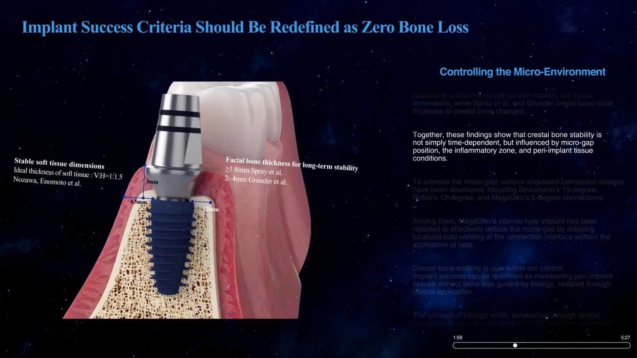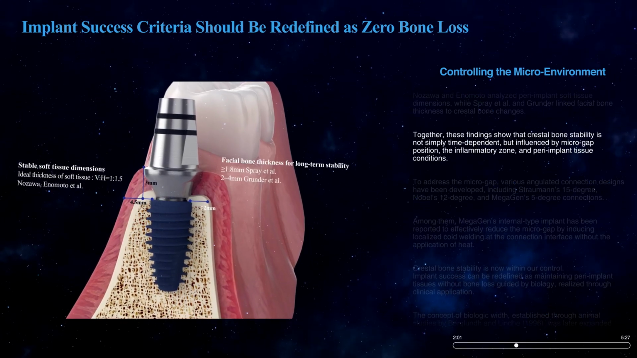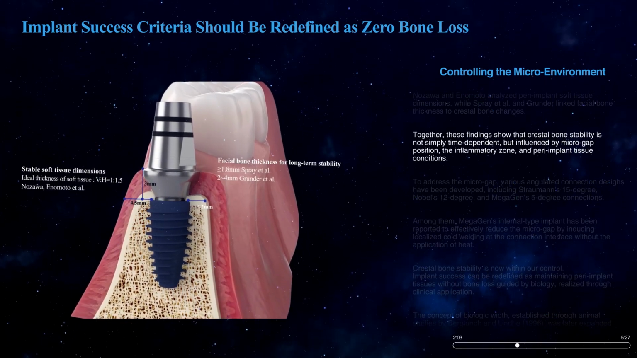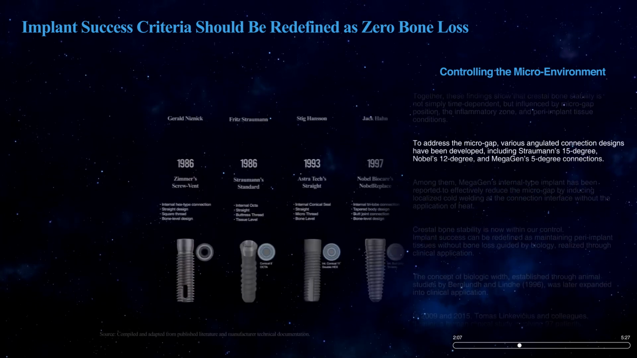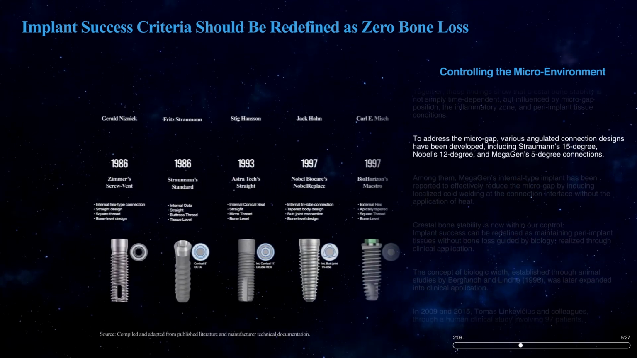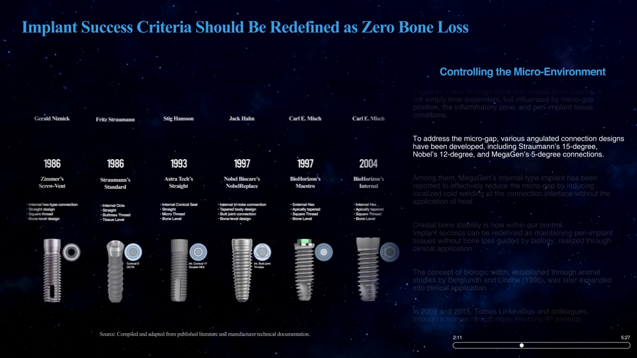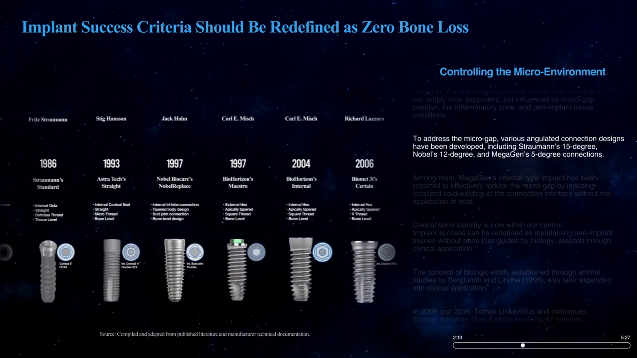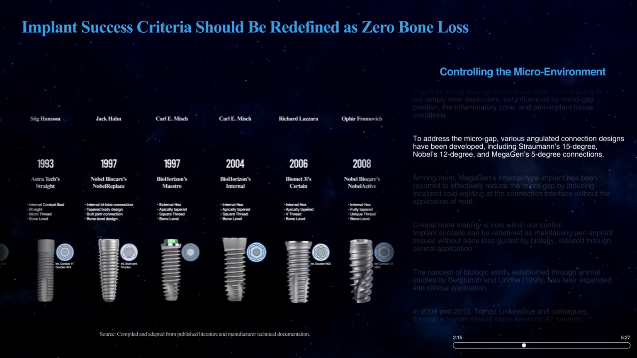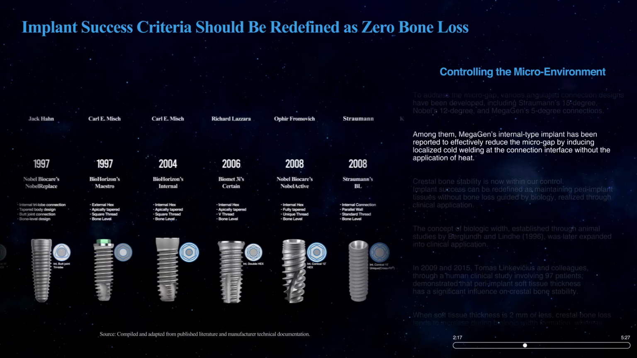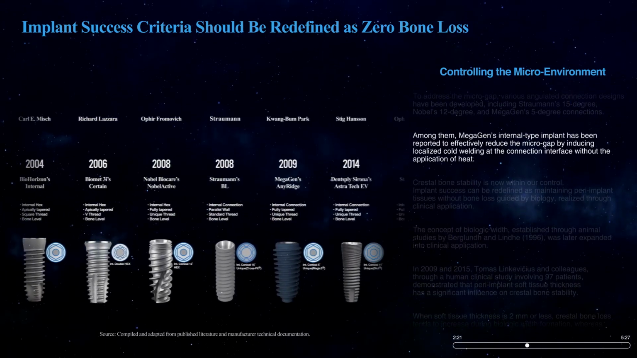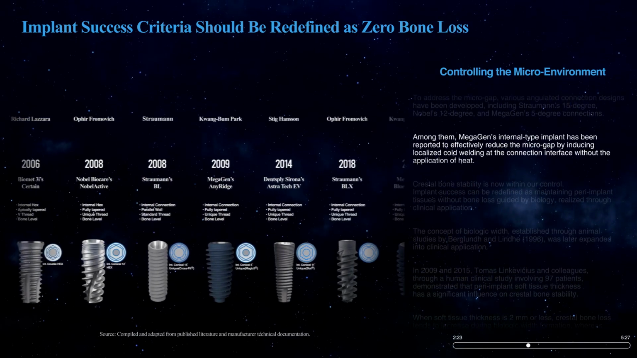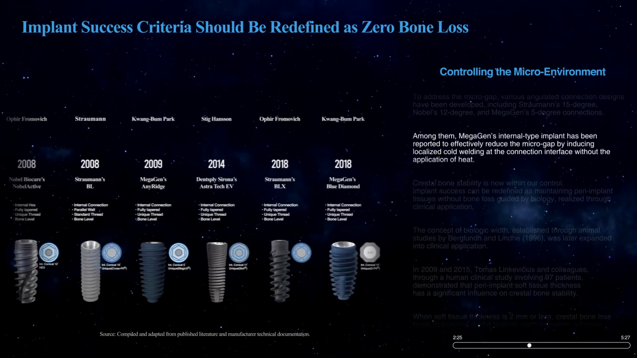Together, these findings show that crestal bone stability is not simply time-dependent, but influenced by microgap position, the inflammatory zone, and peri-implant tissue conditions. To address the microgap, various angulated connection designs have been developed, including Straumann's 15-degree, Nobel's 12-degree, and MegaGen's 5-degree connections. Among them, MegaGen's internal type implant has been reported to effectively reduce the microgap by inducing localized cold welding at the connection interface without the application of heat.